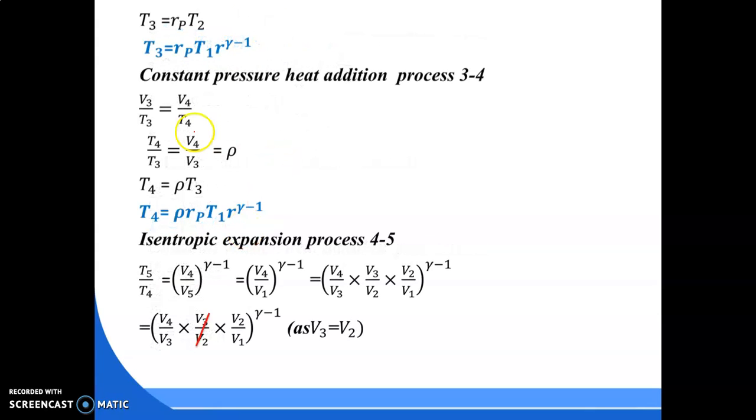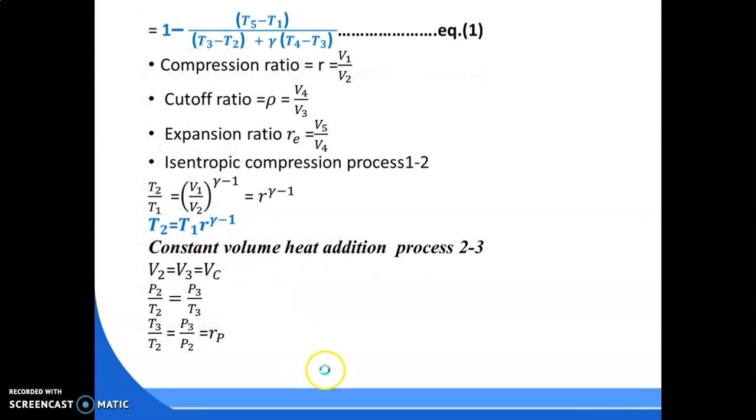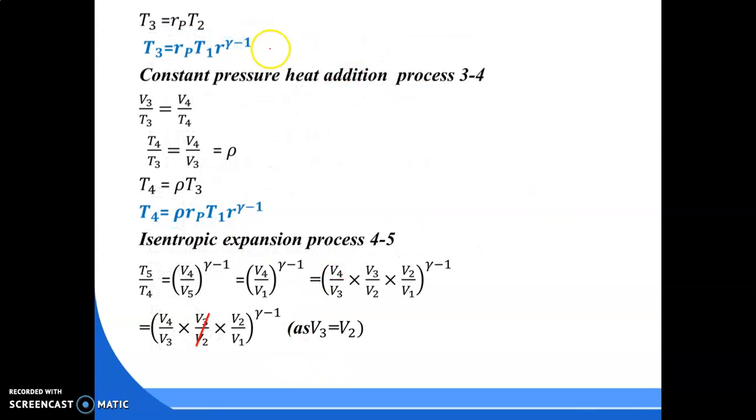So in place of T2, what can we put? T1 into r to the power gamma minus 1. So we got T2 in terms of T1, yes or no? Then T3 we got in terms of T1. Then we will discuss T4 and T5.